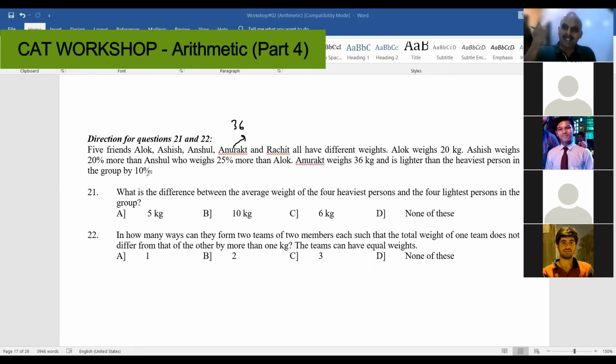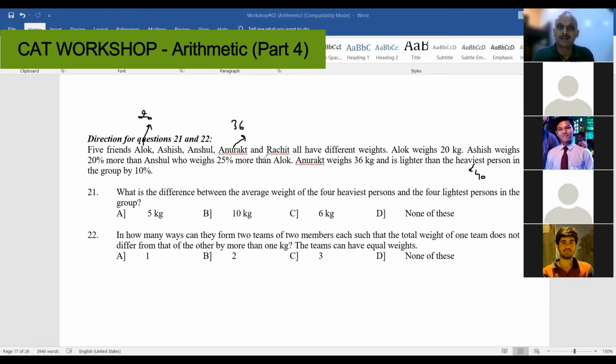It is that new weight which we want, minus 10%, gives you 36. So what is that weight? That weight is 40 kg. So the heaviest person's weight is 40 kg. And Alok weighs 20. So Alok is not the heaviest. Ashish weighs 20% more than Anshul, who is 25% more than Alok. So out of Alok, Anshul and Ashish, who is heavier?